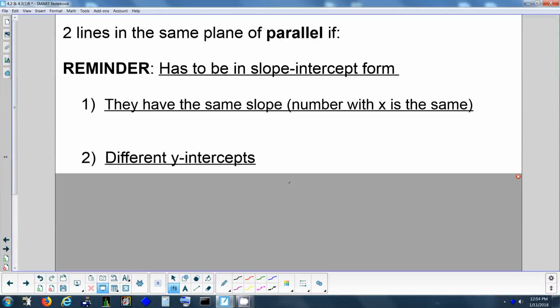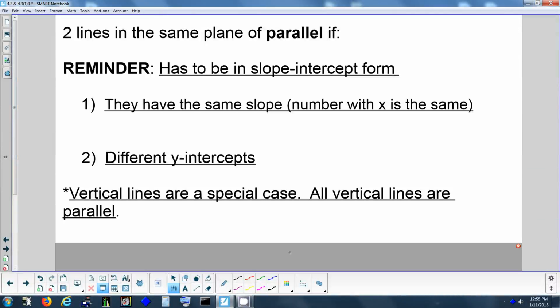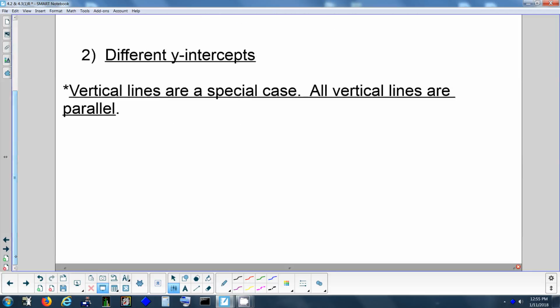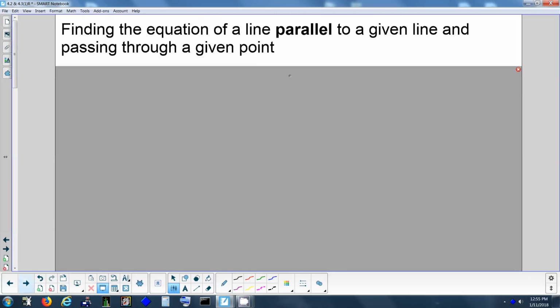That's not parallel. You already have this. Yeah, you guys wrote this down yesterday. Oh, okay. Vertical lines, that was a special case. We got to this part yesterday, we just didn't get to the next part.